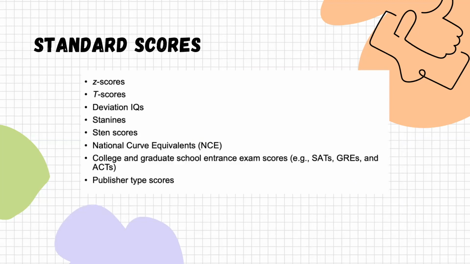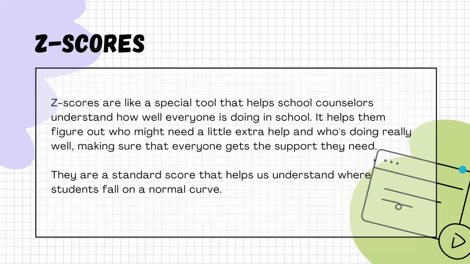There are different types of standard scores. Ones we're going to look at are Z-scores, T-scores, deviation IQs, stanines, normal curve equivalents, college and graduate entrance exam scores, and publisher type scores. What is a Z-score? A Z-score is like a special tool that helps school counselors understand how well everyone is doing in school. It helps them figure out who might need a little extra help and who's doing really well, making sure that everyone gets the support they need. These are on a standard score that helps us understand where students fall on a normal curve.